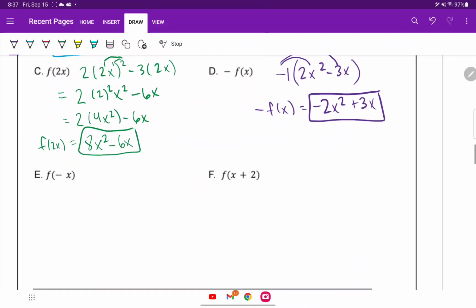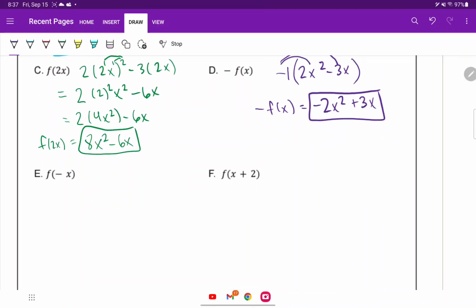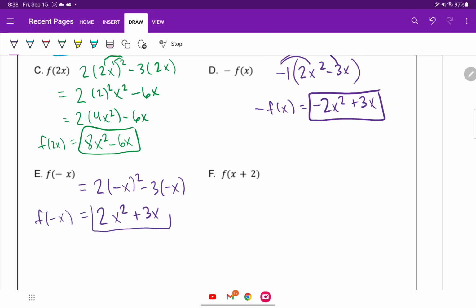All right, for letter E, now we're getting f of negative x. So again, just like the previous function, here we're going to substitute in negative x for x. So 2, instead of that x in there, we're going to put negative x, so that's taking the place, squared, minus 3 times negative x. All right, so negative x squared is negative x times negative x, which is going to give me positive x squared, and negative 3 times negative x is positive 3x. From here, you notice I can't combine the terms because they're unlike. One is x squared and one is x. So this right here is going to be my final answer.